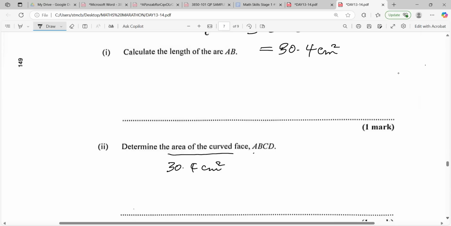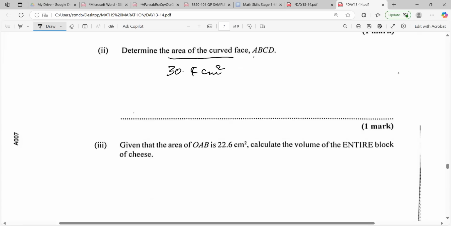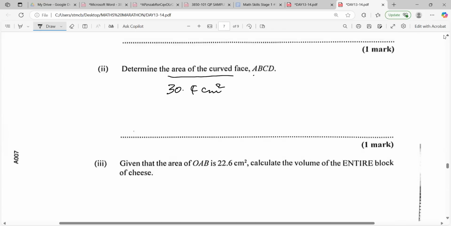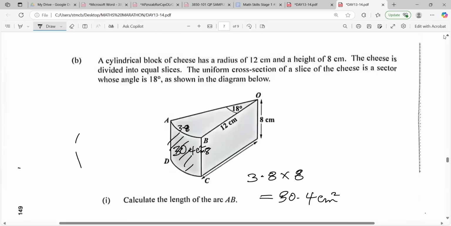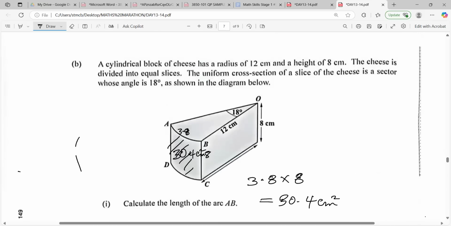Next, they say, given that the area of OAB, if we go back up, is 22.6, calculate the volume of the entire block of cheese. That's cute. So this works out to a 22 point. I like that one.